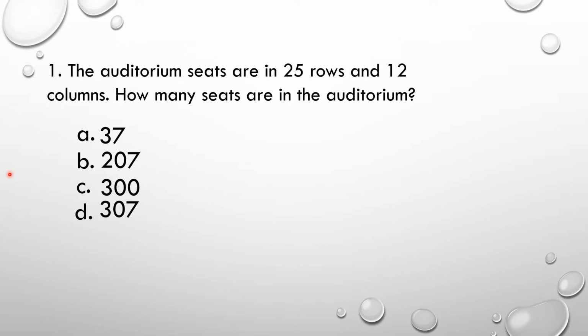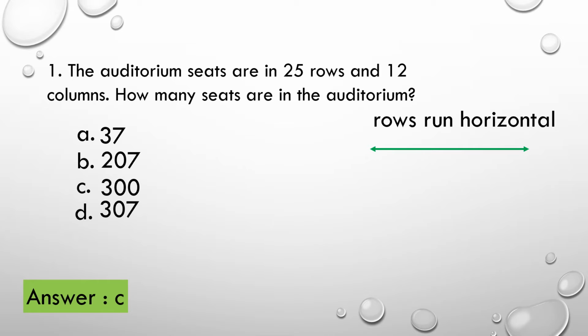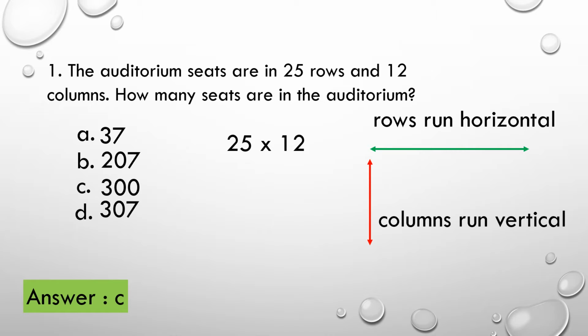So number one here, the auditorium seats are in 25 rows and 12 columns. How many seats are in the auditorium? So the answer here is C, 300. Now, rows run horizontal and columns run vertical. So it means simply we're just going to multiply 25 times 12, and that is equal to 300.